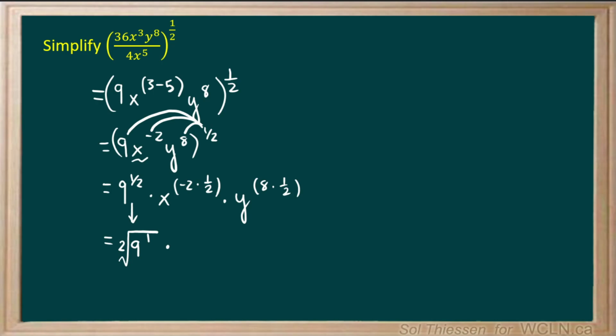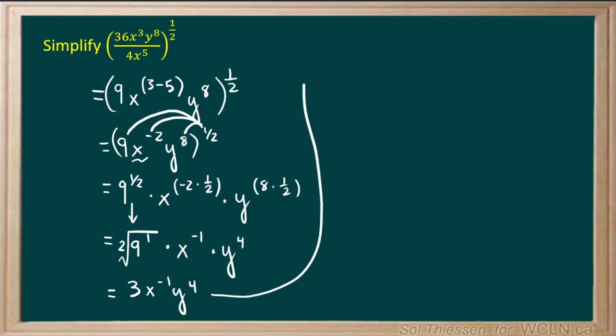Now, -2 times 1/2 is -1, so we'll have x to the power -1, and 8 times 1/2 is 4, so we'll have y to the power 4. The square root of 9 is 3, so we'll have 3x to the -1, y to the positive 4, and we'll just finish up here.